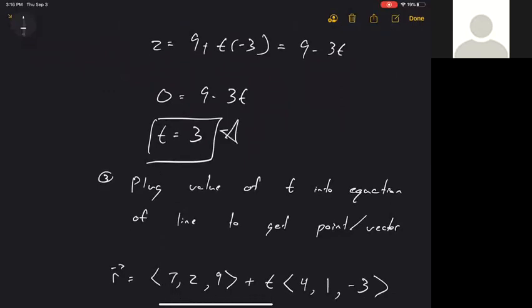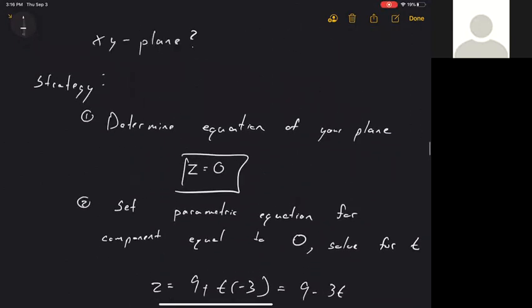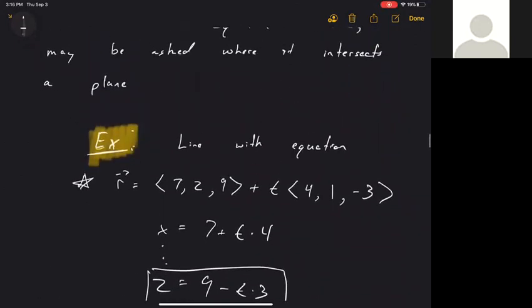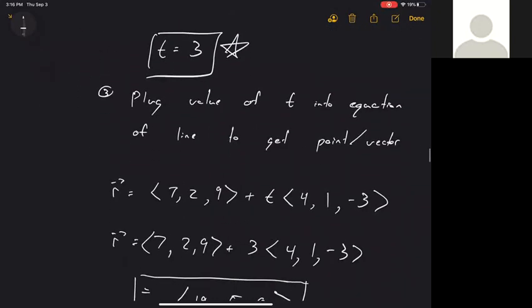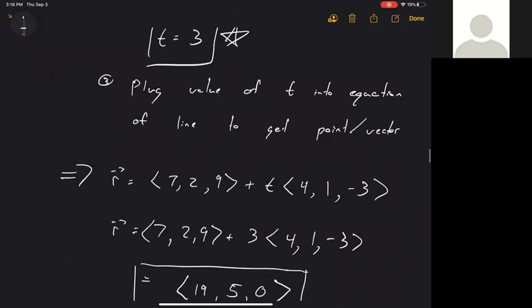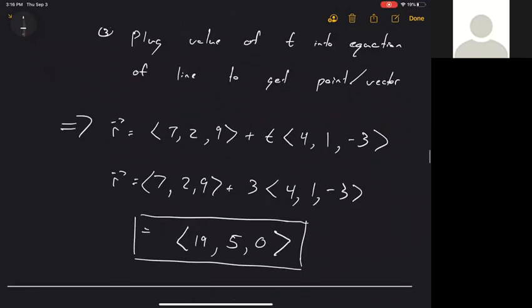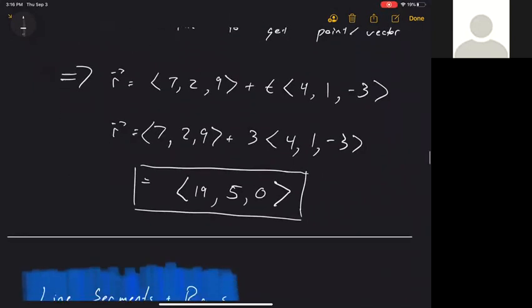Now I'm going to take this t value and plug it into the equation of my line, which was what? I could plug it into this or into my parametric equations. When I plug t into this, I should get a point on the line, and that point is going to be where the line hits the plane, which in this case is 19, 5, 0. Or if I want to, write it as a point, (19, 5, 0).